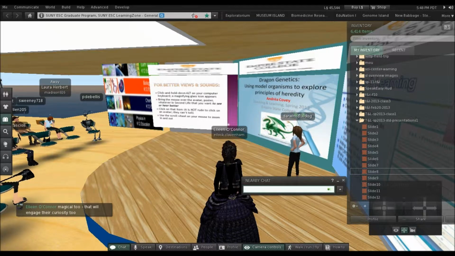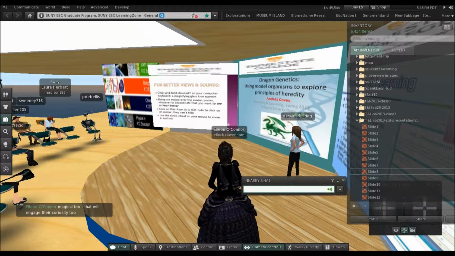This would take place probably on the second day of the unit, and students would already be introduced to key genetic terms like allele, genotype, phenotype, things like that, and they would already have completed molecular genetics and sexual reproduction.